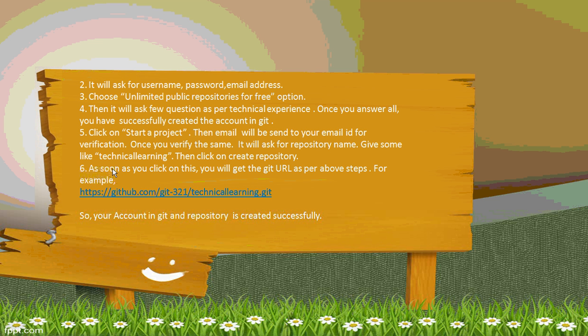Now I have created a user which is git-321, as you can see, and the repository name is technicallearning.git. Now you have a Git account and you have a repository. Now you create one folder in your Windows machine.